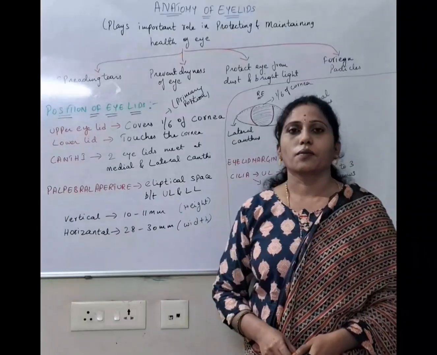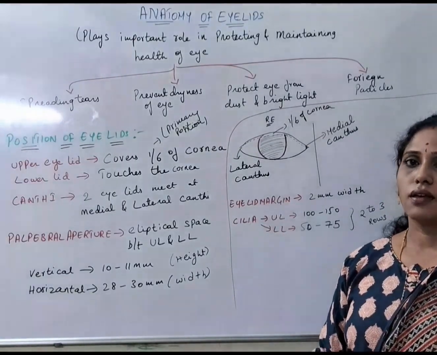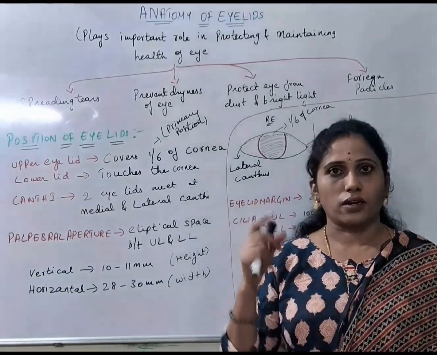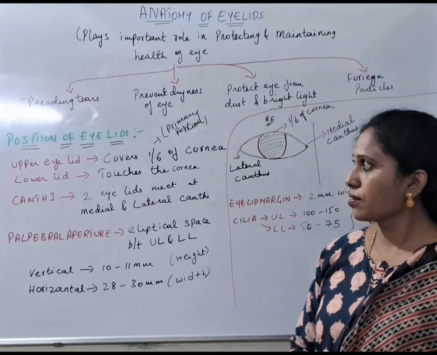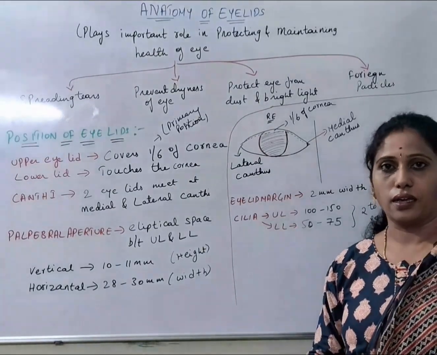So today I am talking about the anatomy of eyelids. Before going to the anatomy of eyelids, what is the main function of the eyelids? It acts as the shutters of our eyes. That means it plays an important role in protecting and maintaining the health of the eye.